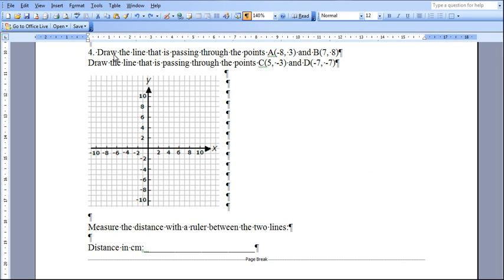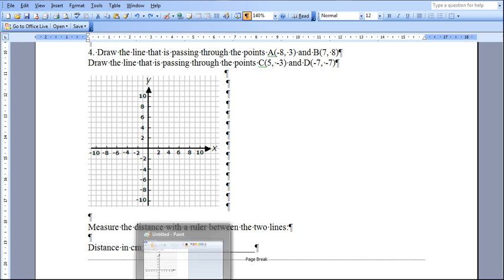Number 4, draw the line that is passing through the points A and B. Also draw the line that is passing through the points C and D. And then we have to measure the distance with a ruler between the two lines. And what we mean by this is the closest distance from any point on the first line to another point on the other line. I will demonstrate later. So let's draw these lines first, and then we can see how we can measure the distance, the closest distance.